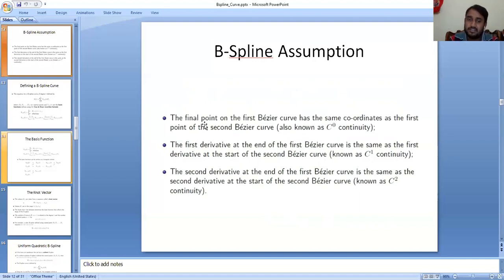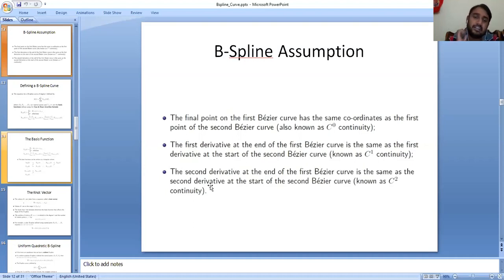The first derivative at the end point of the first Bezier curve is the same as the first derivative at the start of the second Bezier curve. It means there must not be any change in direction at the joining point. The gradient value of the first Bezier curve at the last point must be equal to the gradient value of the second Bezier curve at the starting of the curve. This is called the C1 continuity.